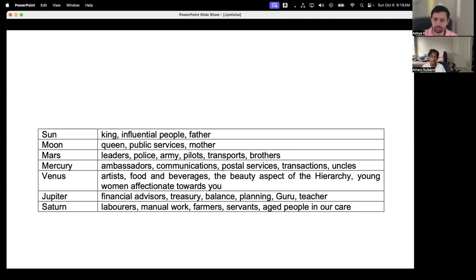So are they good to their mother? Are they not good to their mother? Will they listen to their mother? Will they get beatings from the mother? All of that you can tell by looking at a person's horoscope.